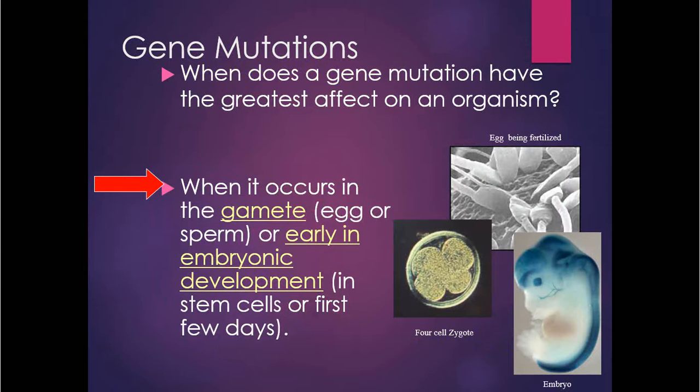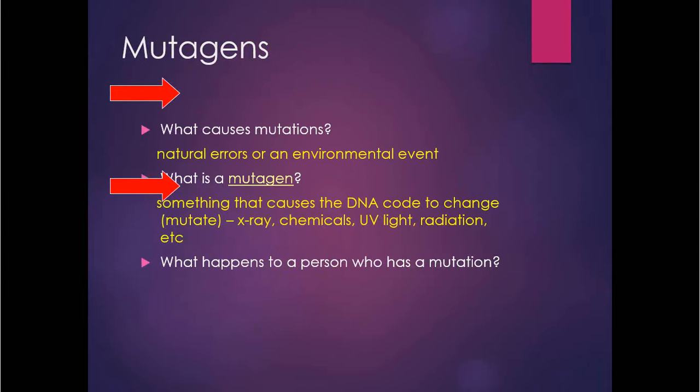When does a gene mutation have the greatest effect on an organism? Obviously when it occurs in the germ cells such as gametes, such as egg or sperm, or in early embryonic development.